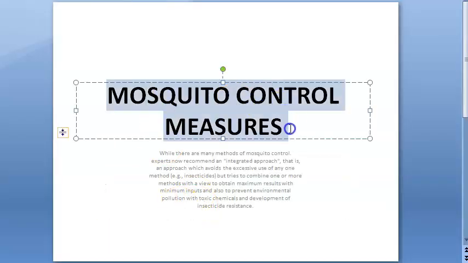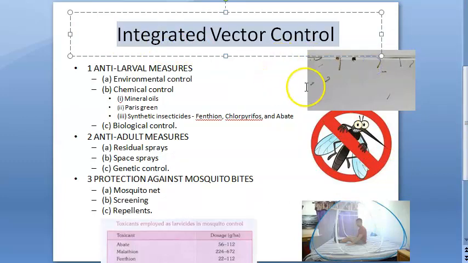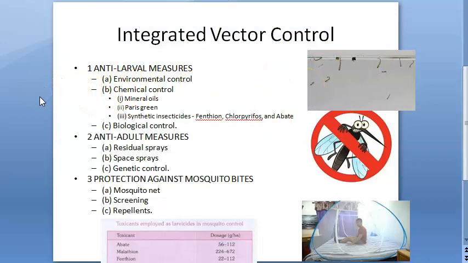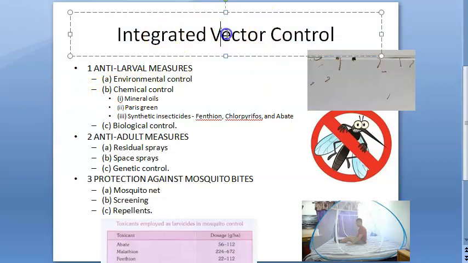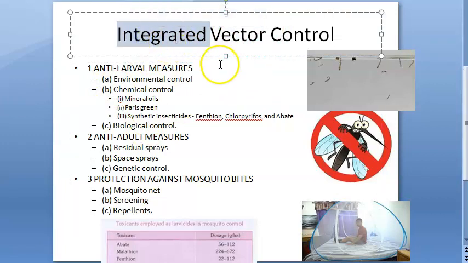Guys, in this video, let us look at mosquito control measures, okay? So basically, under integrated vector control, you have a lot of things. You can control mosquitoes, flies, ticks, lot of things. Here we will look at mosquito control only, okay? So what do you mean by integrated? Integrated means, see, one measure is not enough.